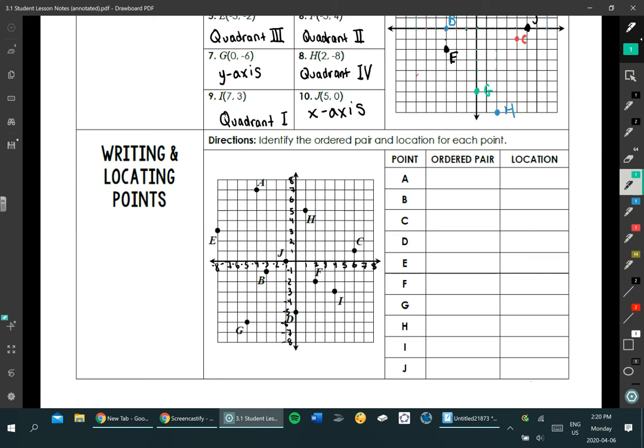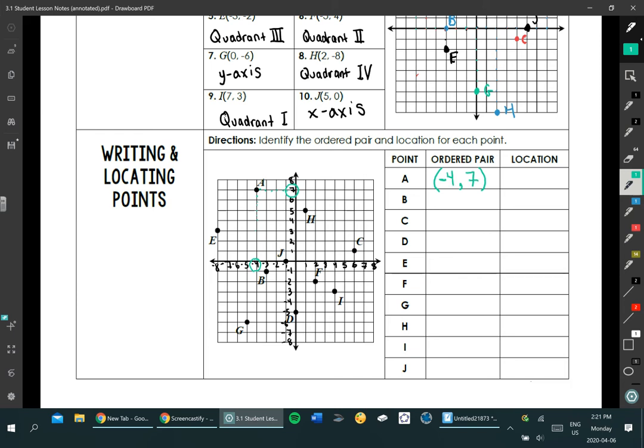Now remember, an ordered pair always has to be x comma y. So we start by finding the location on the x-axis. So I look at point A. Now what x value does that correspond to? Well, let's check. It corresponds to -4, right? Okay. And what y value does it correspond to? Well, let's see. It corresponds to a y value of 7. So our coordinate becomes -4, comma, 7.